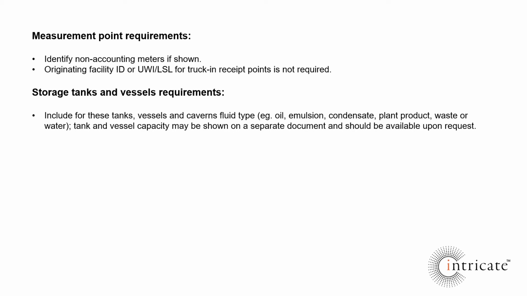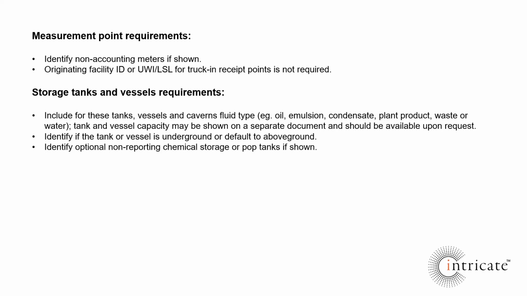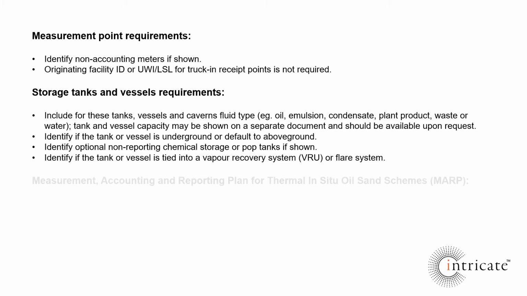Include for these tanks, vessels, and caverns fluid type, for example oil, emulsion, condensate, plant product, waste, or water. Tank and vessel capacity may be shown on a separate document and should be available upon request. Identify if the tank or vessel is underground or default to above ground. Identify optional non-reporting chemical storage or POP tanks if shown. Identify if the tank or vessel is tied into a vapor recovery system or flare system.